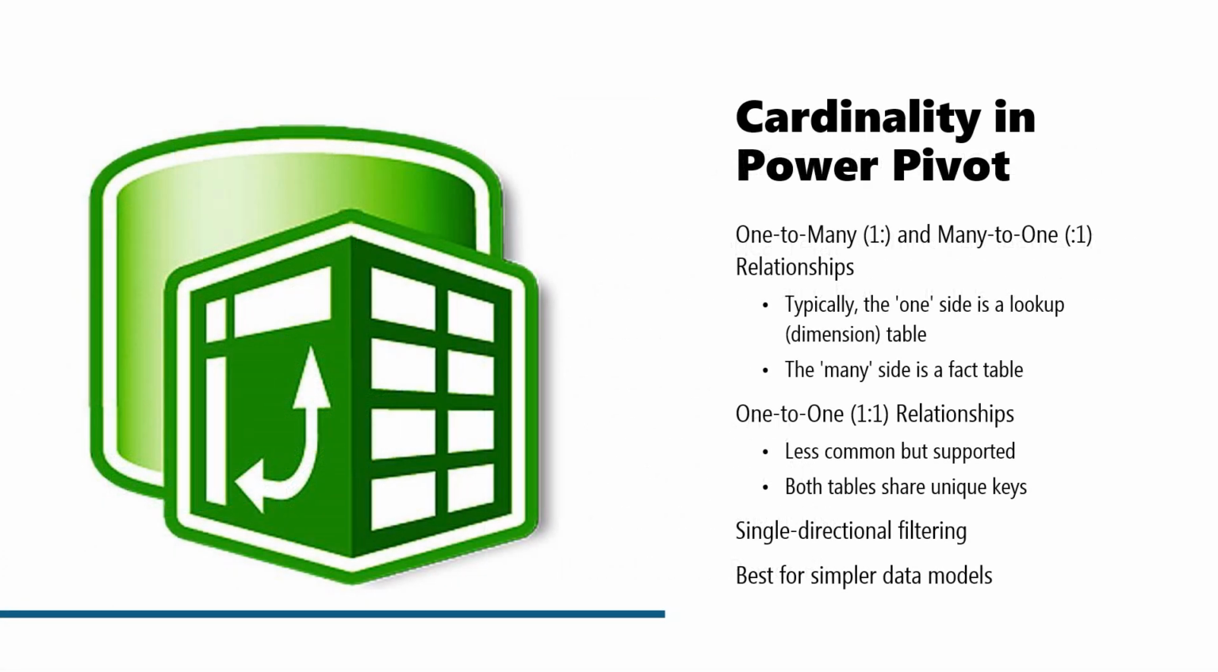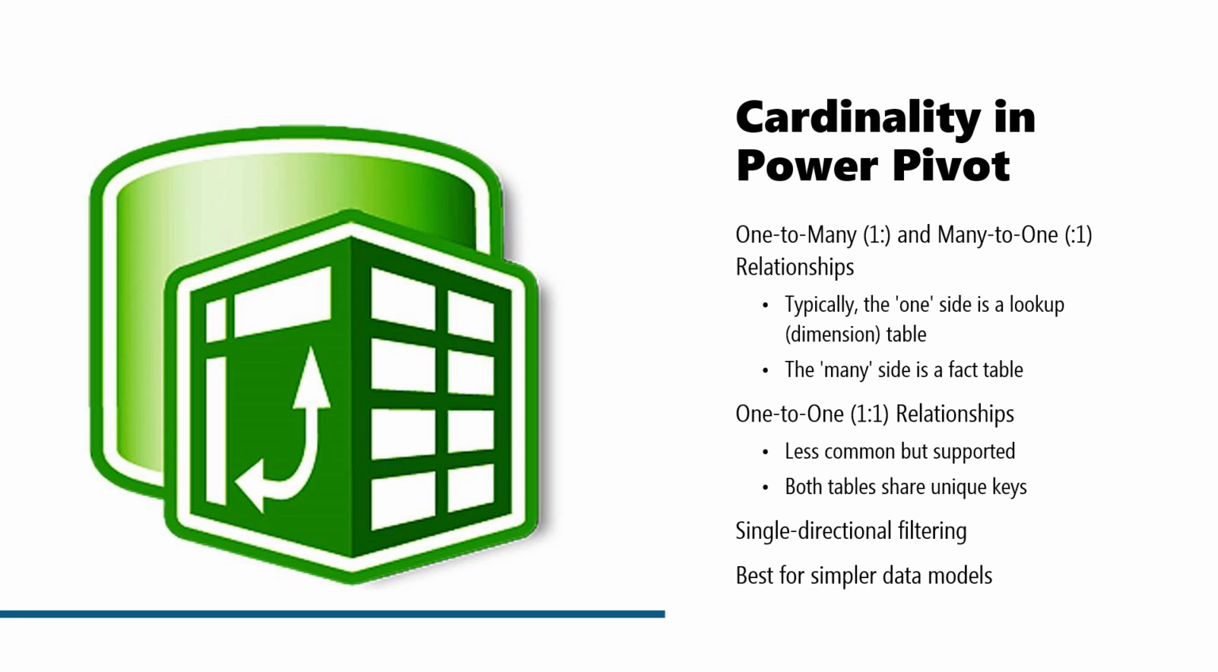Let's talk about how cardinality works in Power Pivot. In this tool, the most common relationships you'll encounter are one-to-many and many-to-one. Usually the one side is a lookup or dimension table. Think of things like customer information, while the many side is a fact table that holds transactional data like sales records. Power Pivot also supports one-to-one relationships, though we don't see them as often. In a one-to-one relationship, each record in one table corresponds to a single unique record in another table.